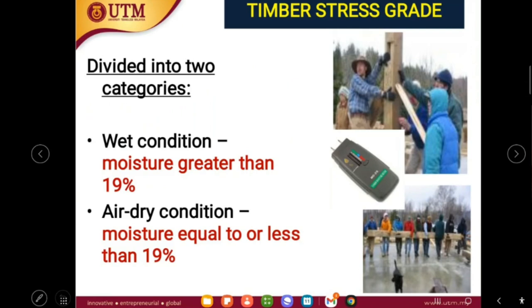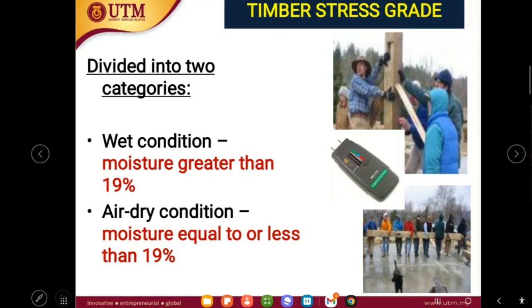Okay, so just now was the processing of the timber, and now we talk a little bit about the timber stress grade. Okay, so timber stress grade, we can look into two categories.